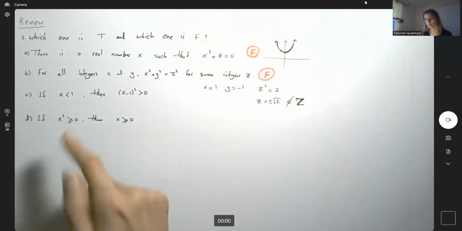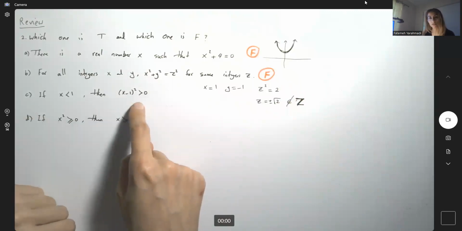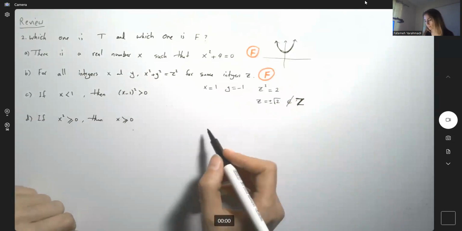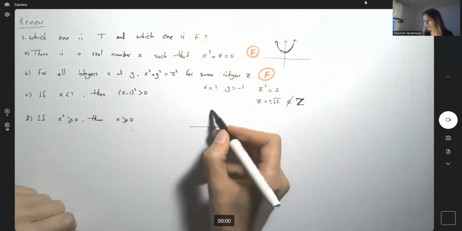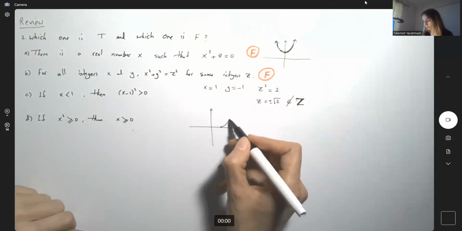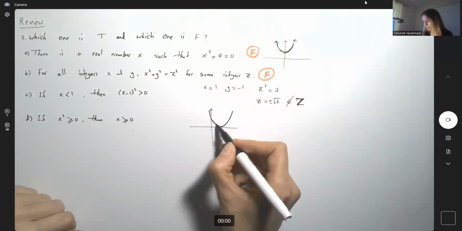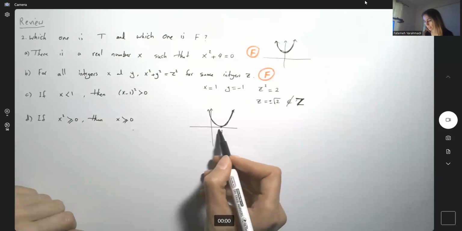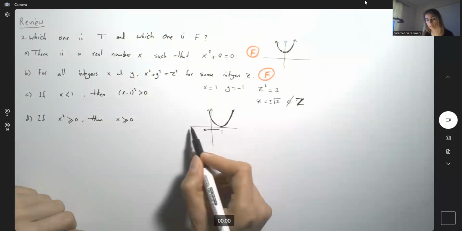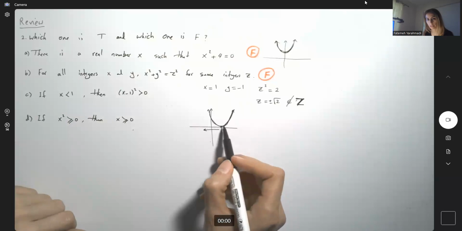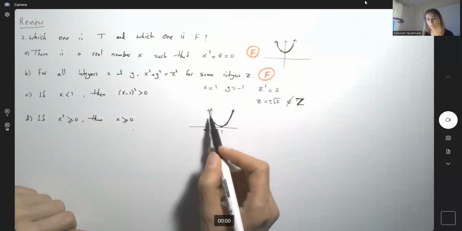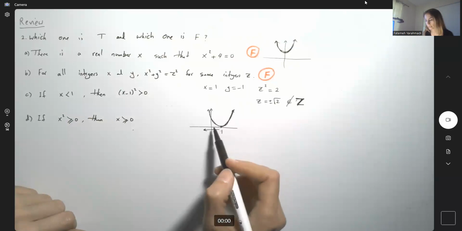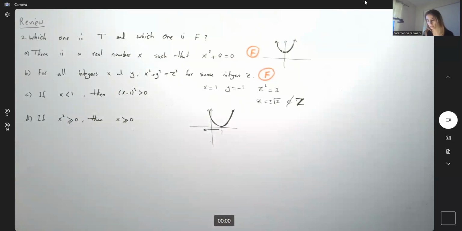What about this one here? If x is less than 1, then (x minus 1) squared must be larger than 0. So remember the graph of (x minus 1) to the second power. We are shifting the parabola 1 unit to the right-hand side. Take a look at this. Any x which is less than 1 belongs to this part. All right, take a look at its y. Its y is larger than 0. Its y is above the x-axis. So this is a true statement.